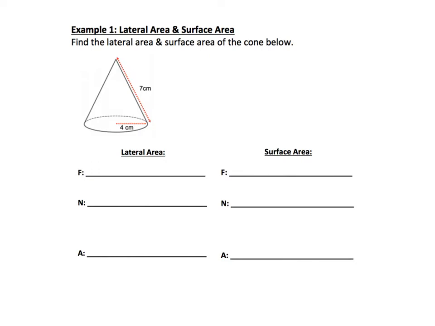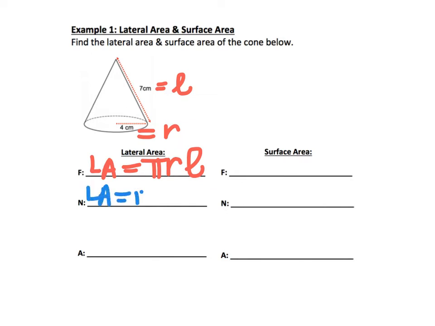My first example, it says find the lateral area and the surface area of the cone below. We're going to start out by writing down our formula. Remember, our formula for lateral area is LA equals pi times your radius times your slant height. Luckily in this one, I'm given my slant height, which is 7. I'm also given my radius, which is 4. So we're going to go ahead and plug in those numbers. So I have LA equals pi times 4 times 7.